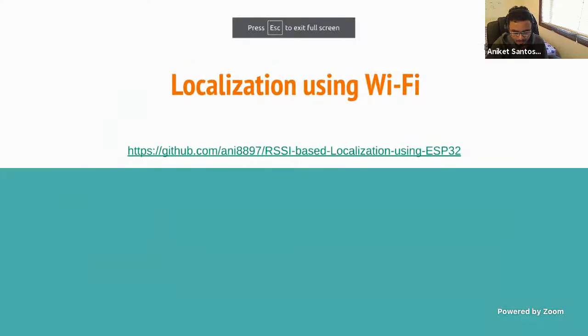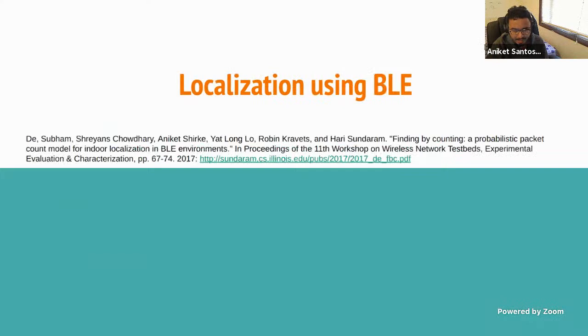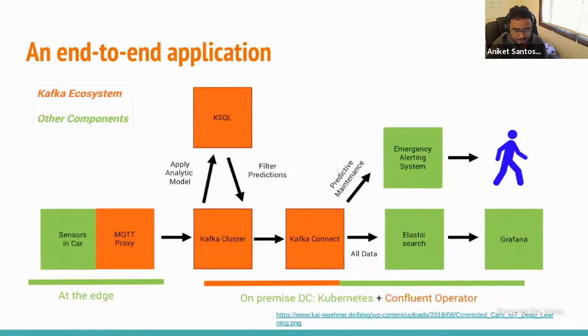Yeah. So since I've talked about localization and BLE, and I believe everyone has a pretty decent idea about how MQTT works and how these protocols work, a sample end-to-end application can look like this. We can have sensors in a car, which are at the edge. Then we have an MQTT proxy, which basically enables communication between the sensors and the microcontrollers or the subscribers.